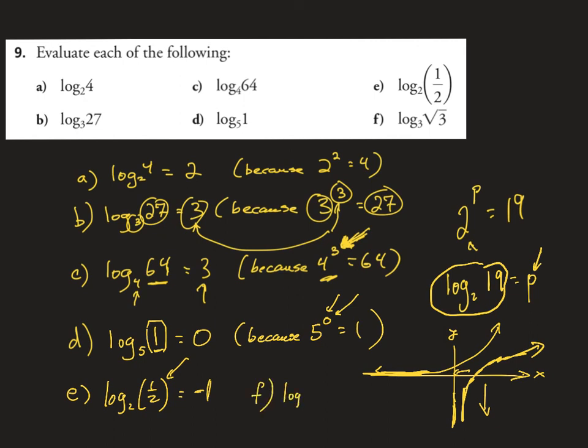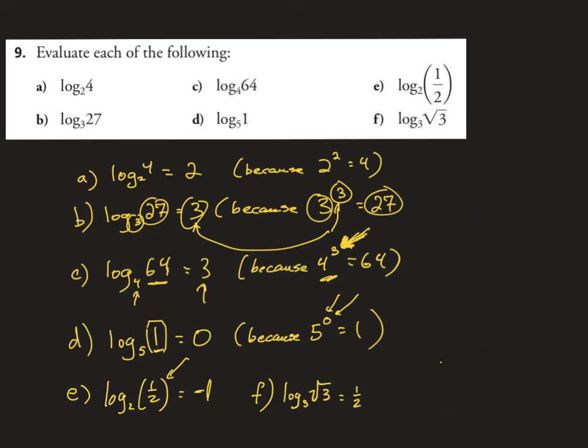And lastly, log base 3 of the square root of 3. So we're saying 3 to the power of what equals root 3? Well, that's just 1/2. We already know our rules that 3 to the power of 1/2 is the same thing as the square root of 3. Therefore, the log base 3 of root 3 is saying 3 to the what gives me root 3? Well, it's 1/2.